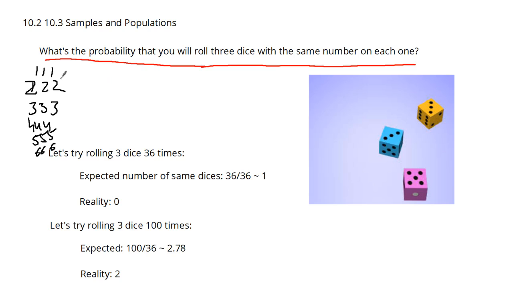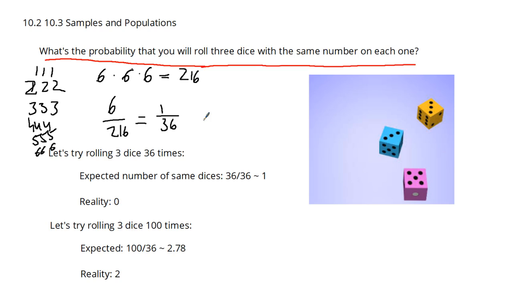And how many cases are there in total? Well, the first one has 6 choices, the second one has 6 choices, and the third one has 6 choices. So that's 6 to the third, 216. So then the probability is 6 over 216, which is 1 in 36, right? So 1 over 36 is the probability of you rolling 3 dice with the same number.